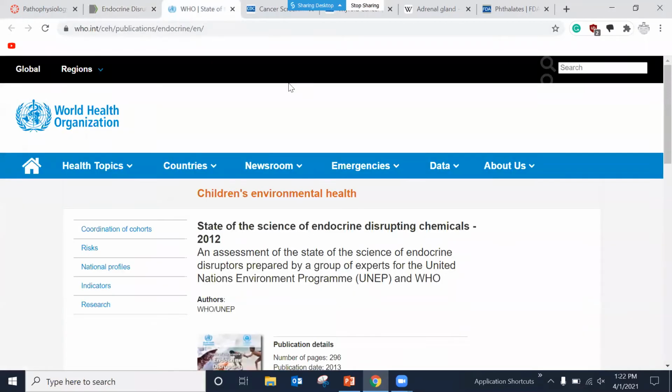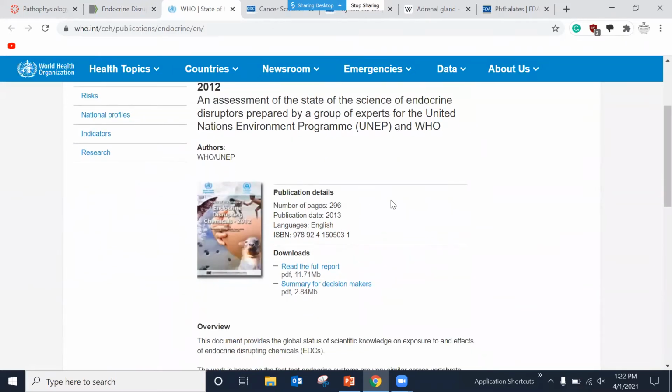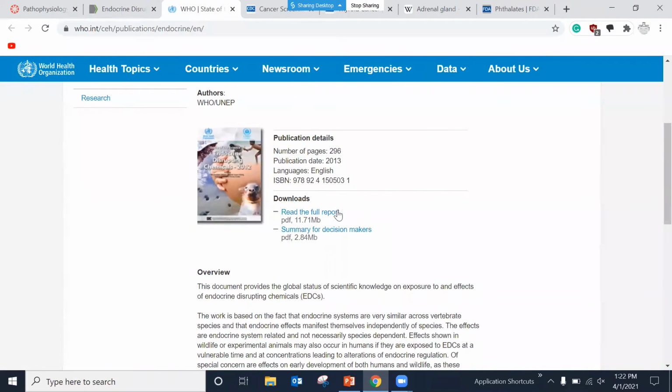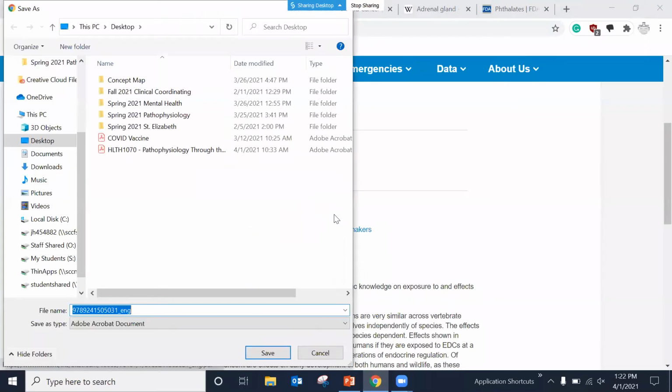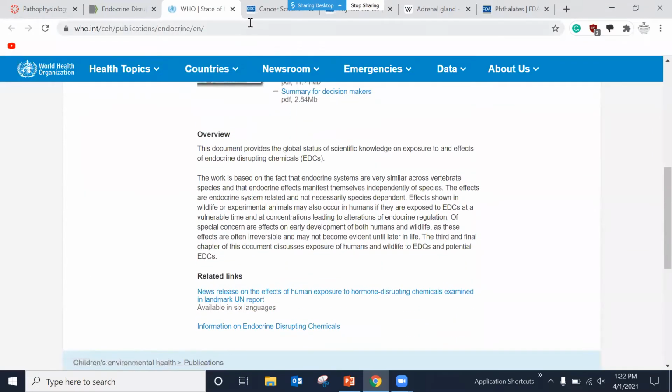The World Health Organization also has a whole website devoted to environmental health, but endocrine disrupting chemicals. And this website was a publication from 2013. If you're interested, you could read that full report. This can be pretty overwhelming, I think.